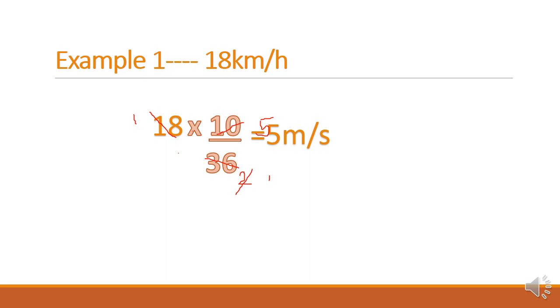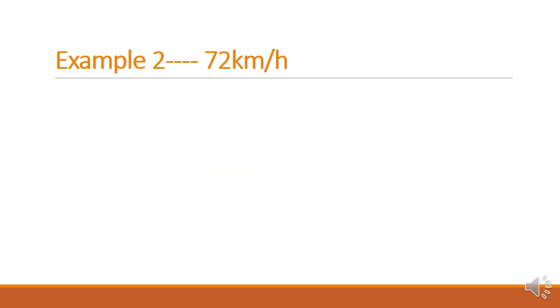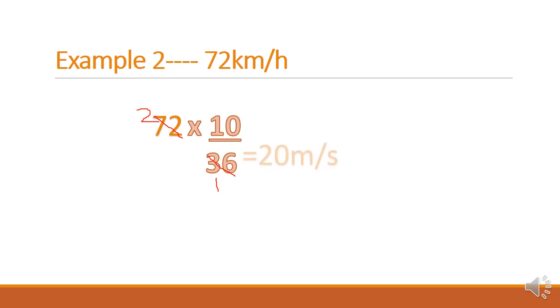Let us have a look at the second example. 72 kilometer per hour, I want to convert it into meter per second. Again, multiplying it with 10 upon 36. Same procedure: 36 times 1, 36 times 2, and yes, you guessed it right, 2 times 10 will be 20 meter per second. I hope it is quite simple.